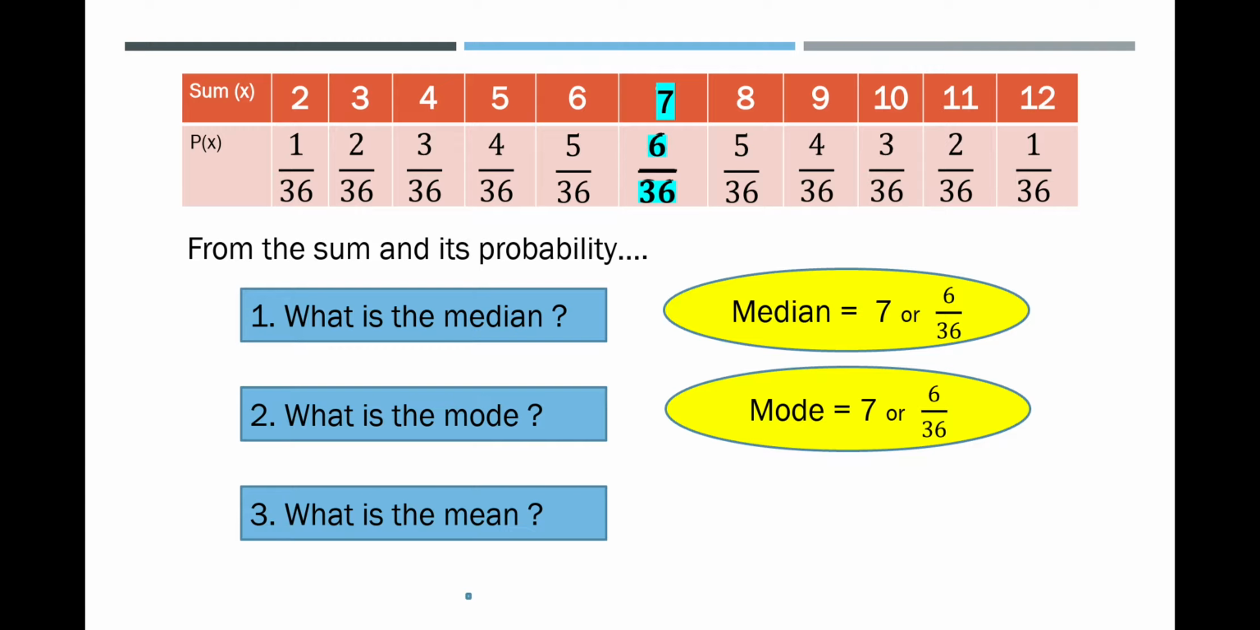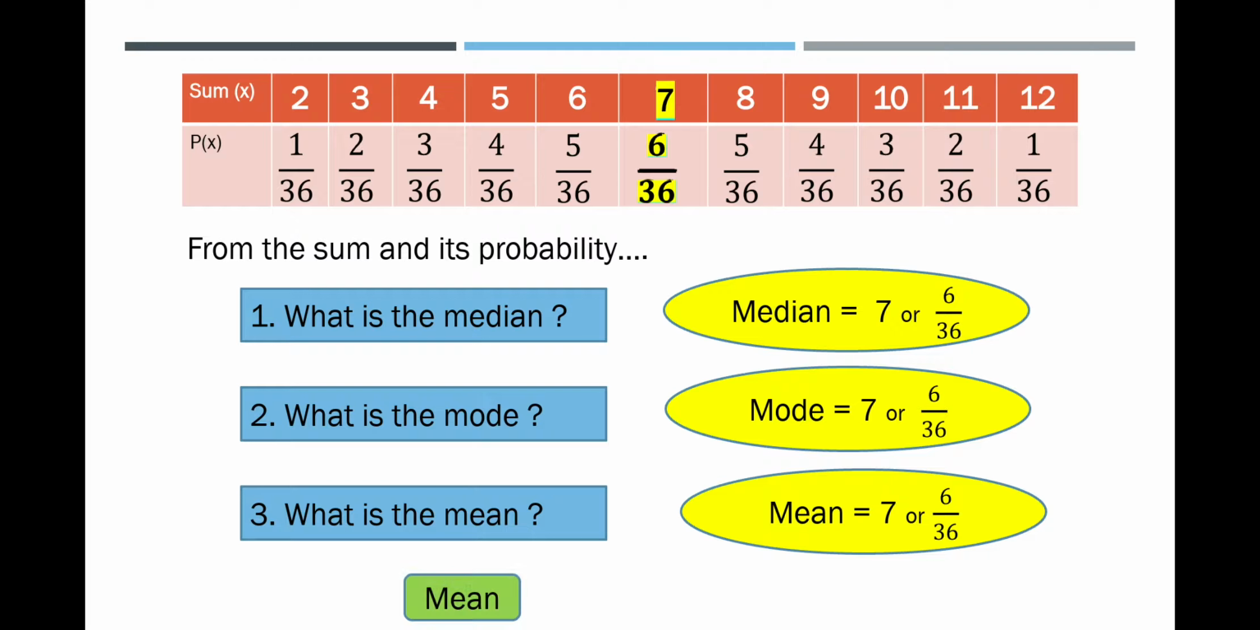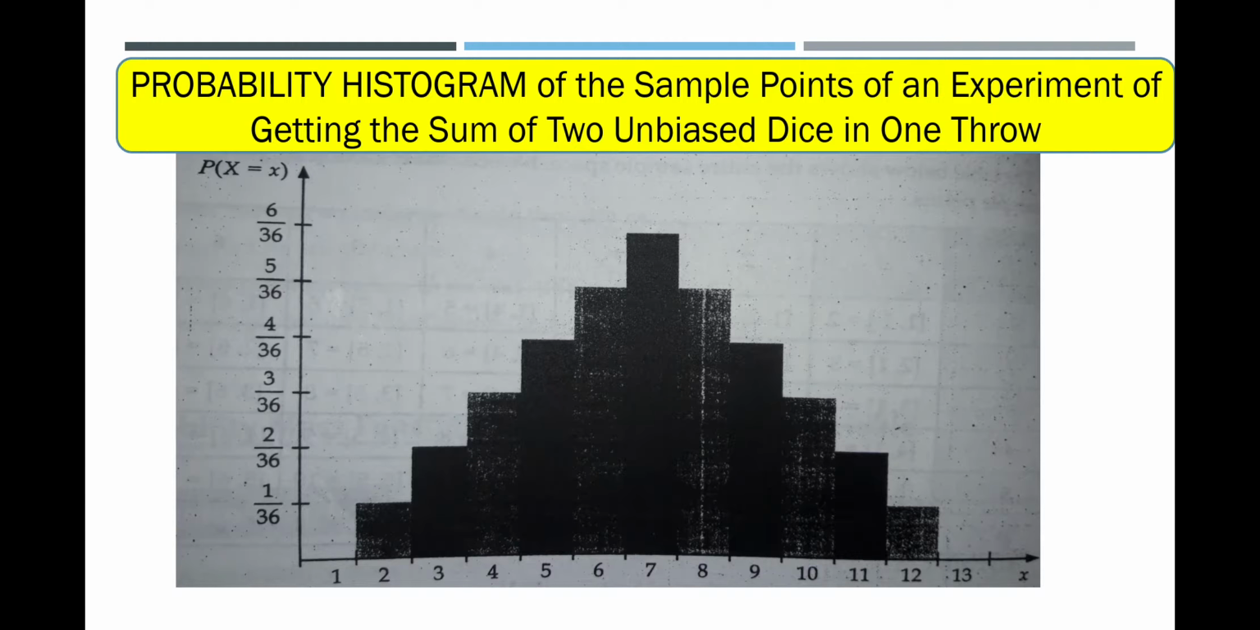Next, what is the mean? Mean is the average of the sum and the average of the probability. So what is the average of the sum? That is 7. And the average of the probability is 6 over 36. So therefore, the mean is 7 or 6 over 36. So therefore, the mean is equal to the median and also equal to the mode, or the mean, median, and mode are all equal. That is 7 and 6 over 36.